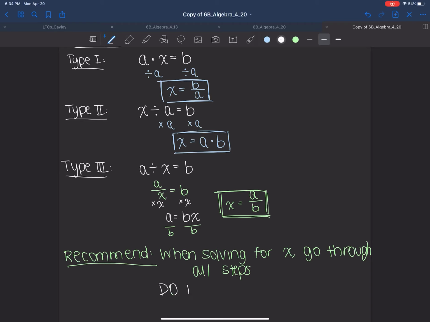Also, do not just memorize. The types are kind of a nice way to show that there are so many different ways x can interact with other numbers in your equations, but don't just memorize these because that's not the most foolproof way to go.